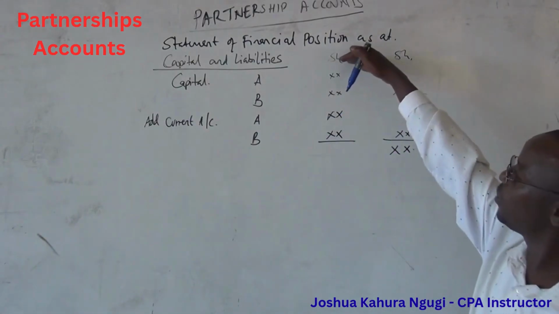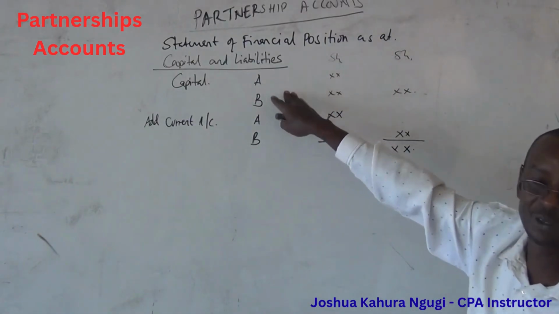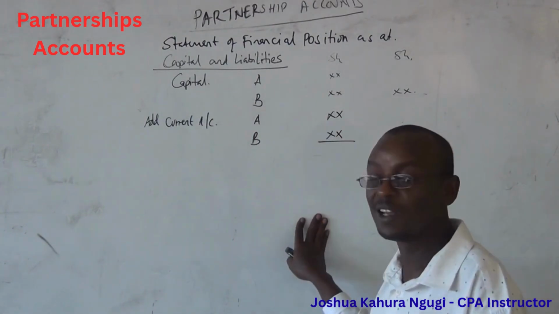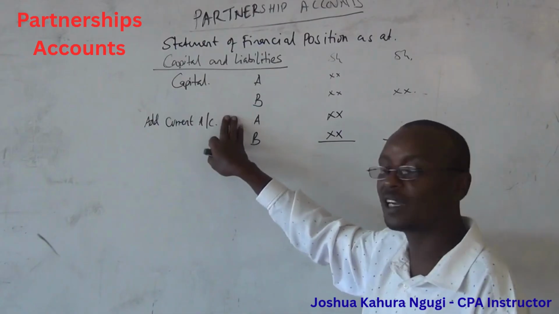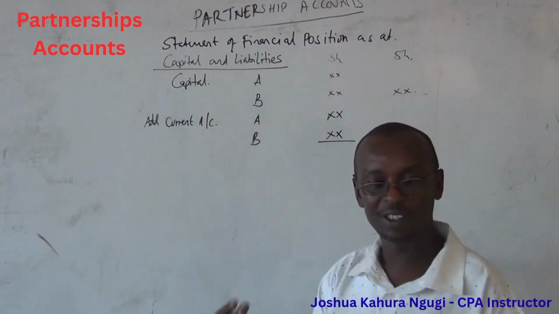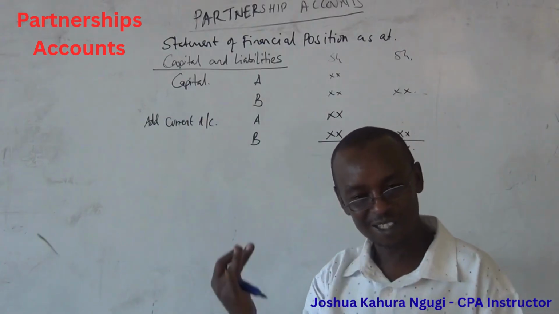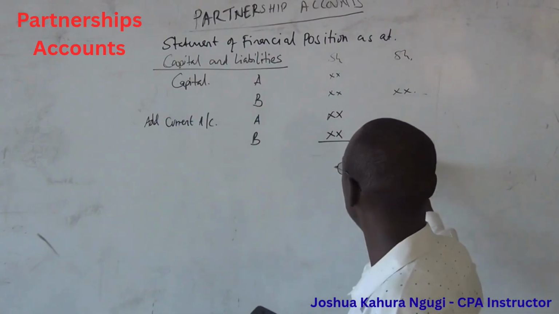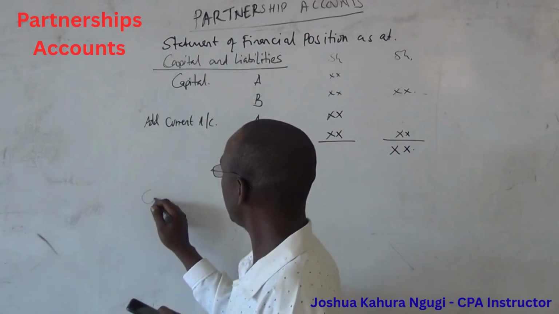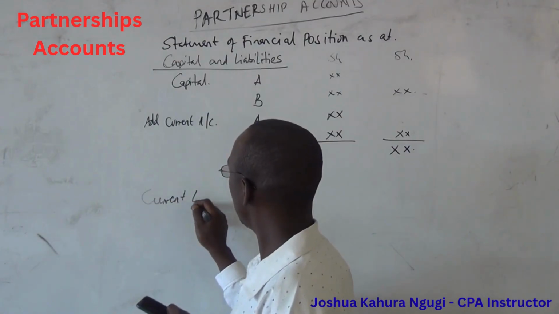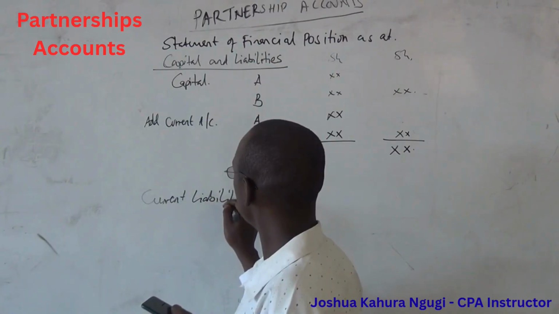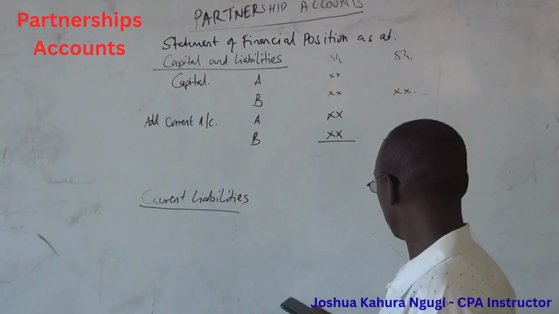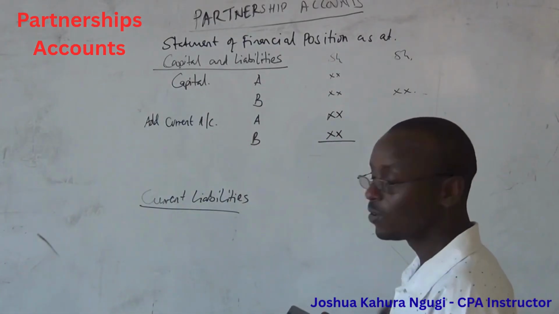Unlike the sole trader where you have capital, add net profit, less drawings, here what is in the current account has the share of profit and the drawings and all the other items. So you just add it there, and then you come now to current liabilities. You list them and then you get your final figure.